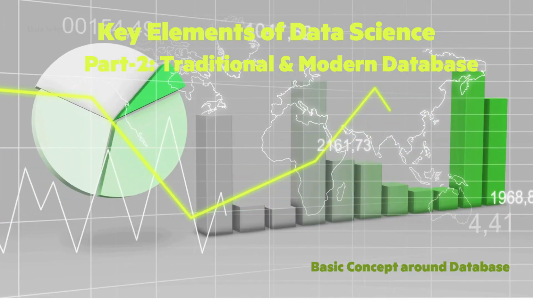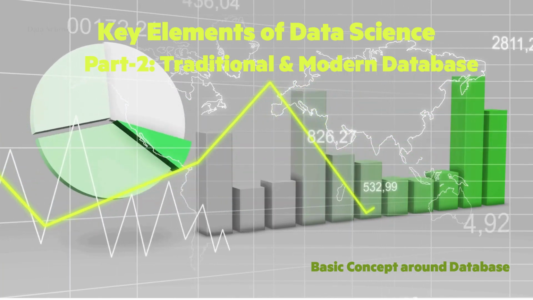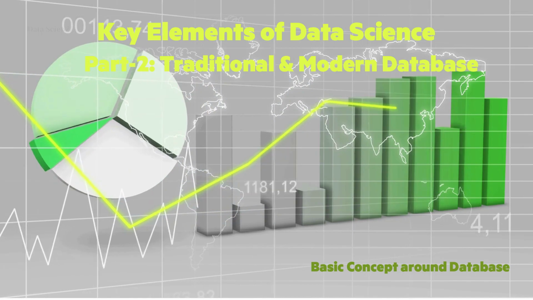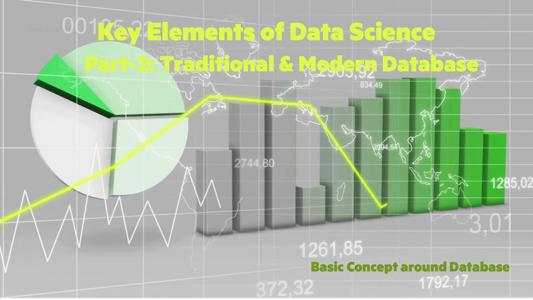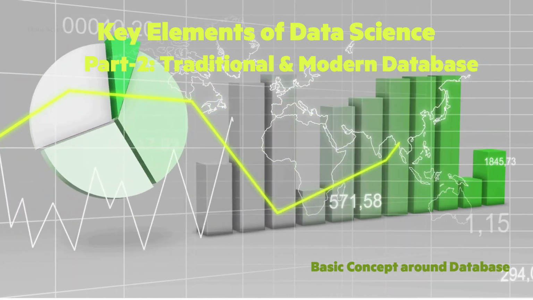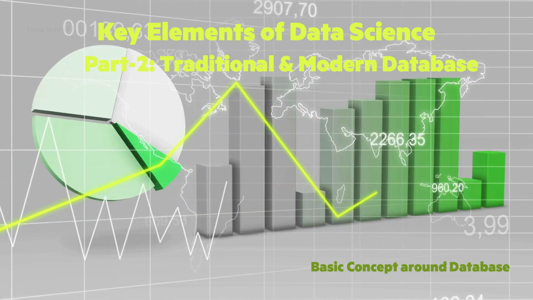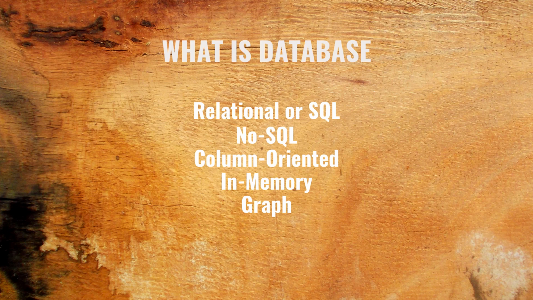Hello everyone. Welcome back. In the previous session, we talked about what is data, and different types of data formats, like structured, unstructured, and semi-structured. In this session, we'll talk briefly about databases, and some of the most widely used databases, like relational or SQL, NoSQL, column-oriented, in-memory, and graph database. So let's get started.